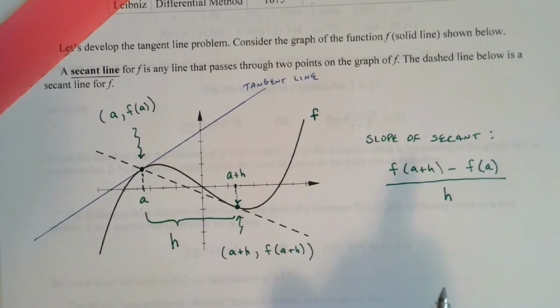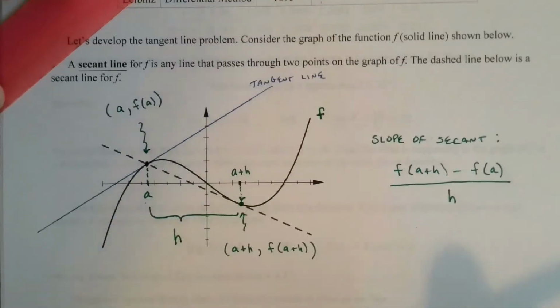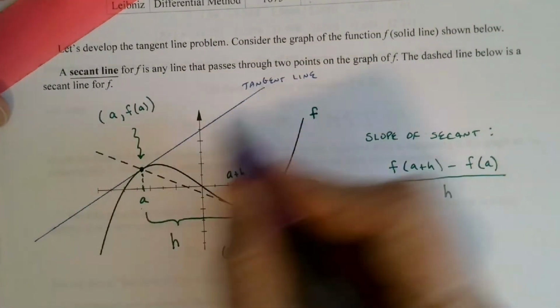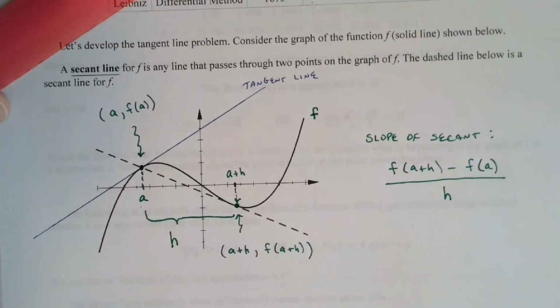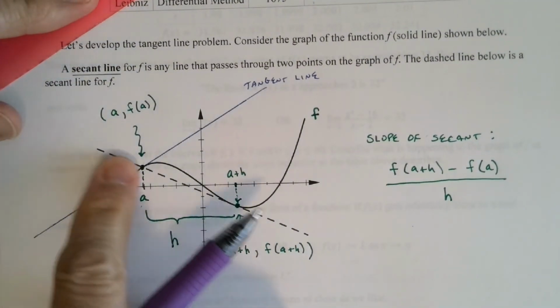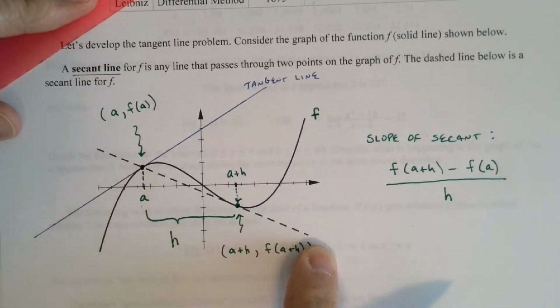So how are we going to find the slope of the tangent line? That's the tangent line problem. So here's what we are going to do. We are going to estimate the slope of the tangent line by the slope of the secant line. You say, well, that's pretty lousy. The secant line here obviously has a negative slope, whereas the tangent line has a positive slope.